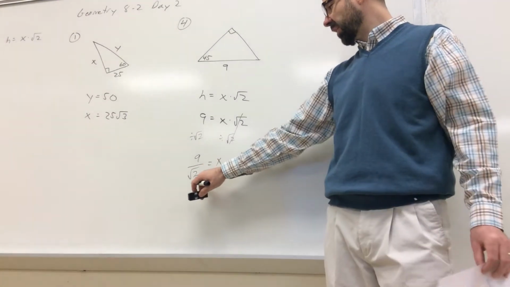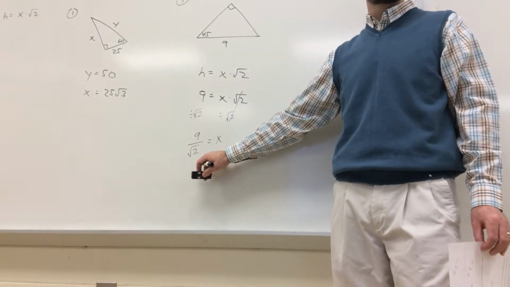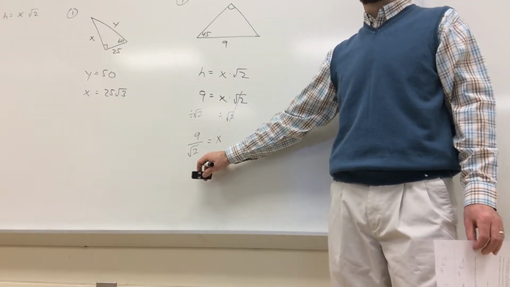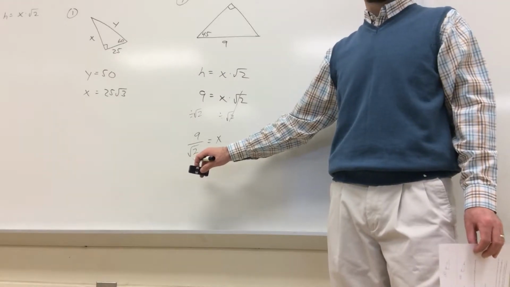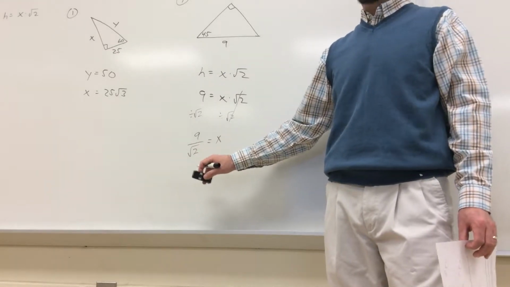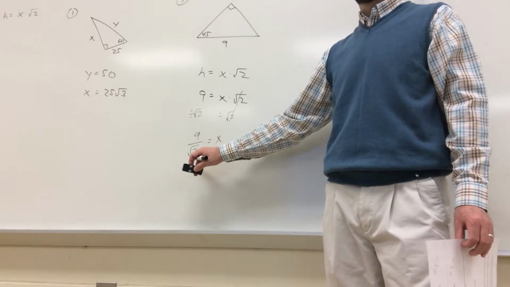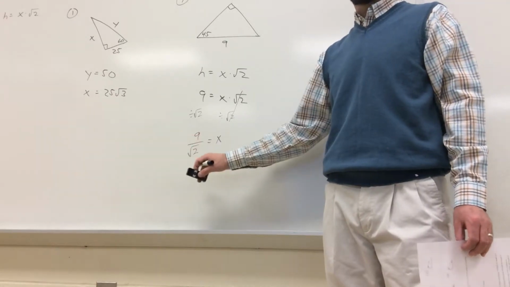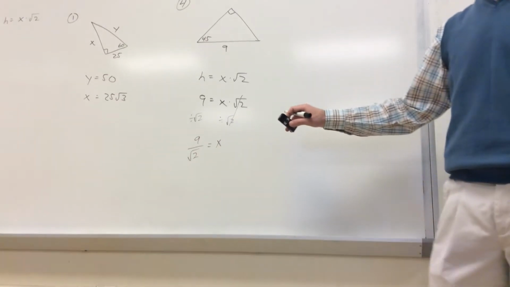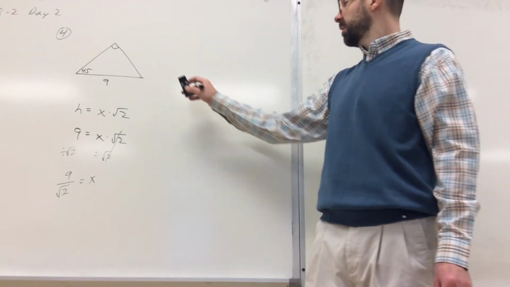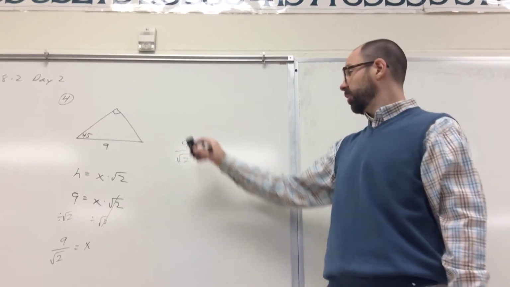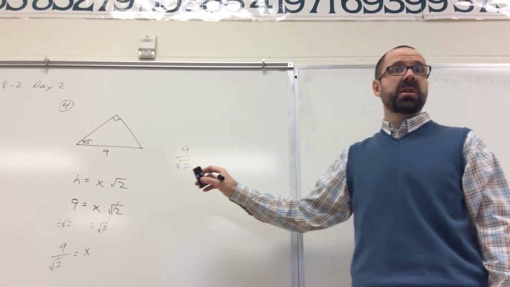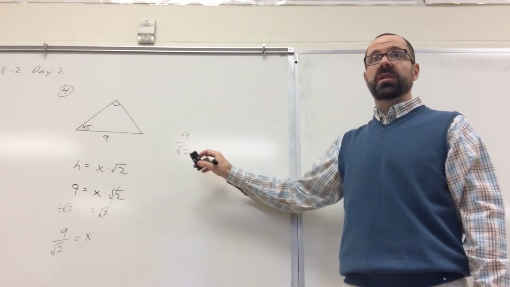But there's something that we don't like about this. What don't we like about this? It's got a square root in the denominator. So on Tuesday, before the snow day, we learned that mathematicians don't like having square roots downstairs. So we have to fix that. It's called rationalizing the denominator. All right, so how do I fix that? What do I do to 9 divided by root 2 to get rid of the square root in the denominator?